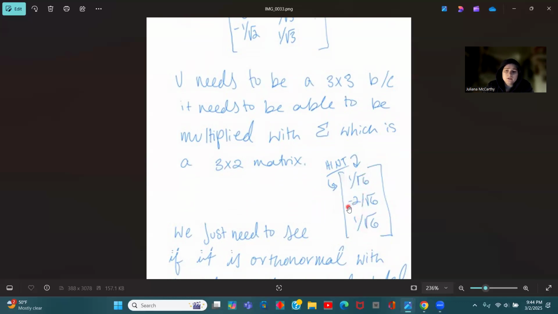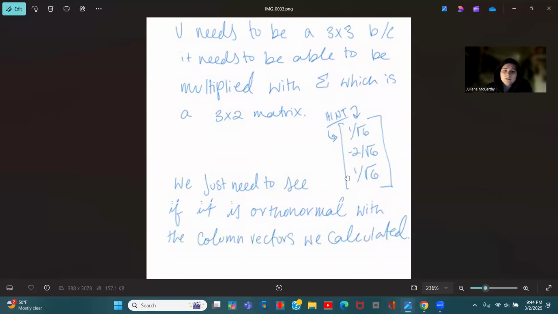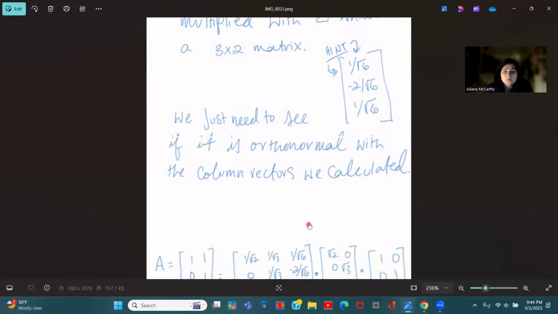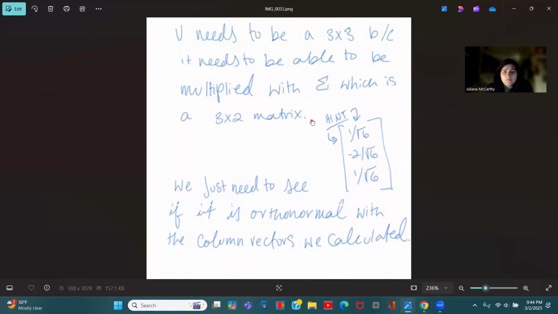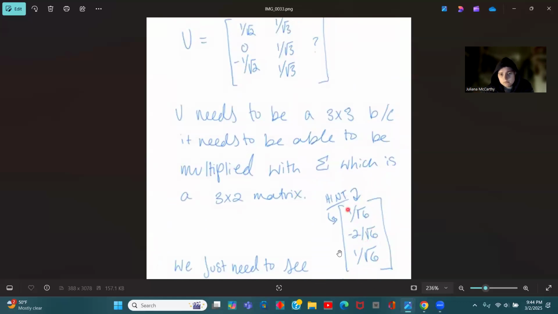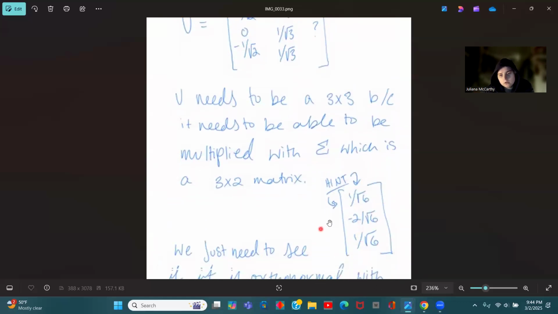So we have 1 over square root of 6, negative 2 over square root of 6, 1 over square root of 6. Because we were given that, we just need to check to see if it's orthonormal with the other column vectors we calculated. First, does it have a length of 1? We do 1 over square root of 6 squared, which is 1 over 6, plus negative 2 over square root of 6 squared, which comes out to be 4 over 6, plus 1 over square root of 6 squared, which is 1 over 6.